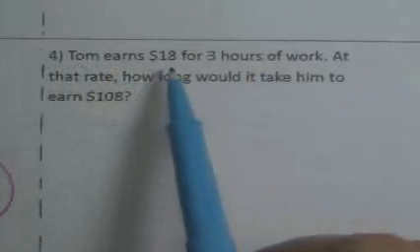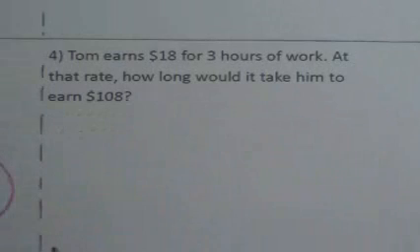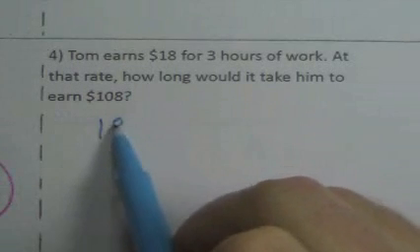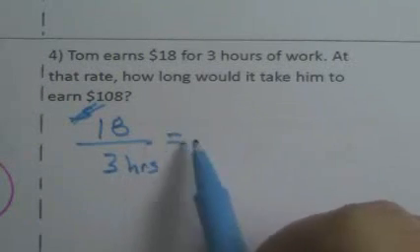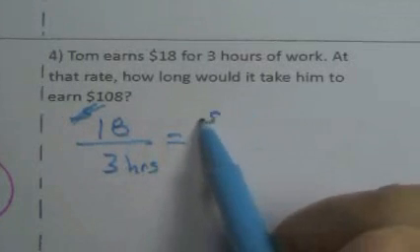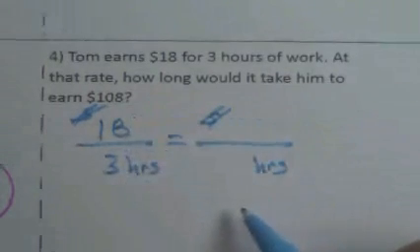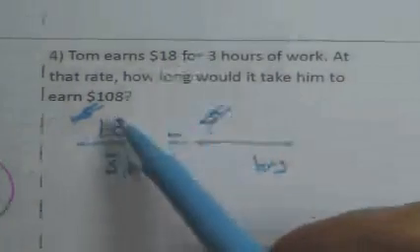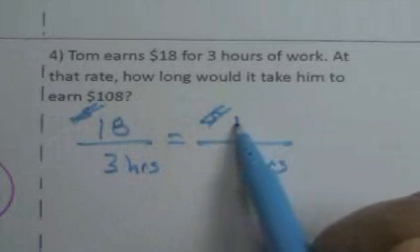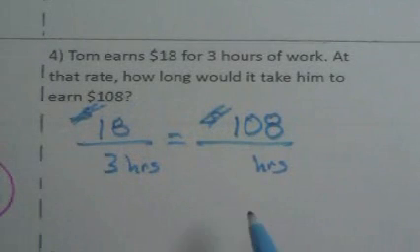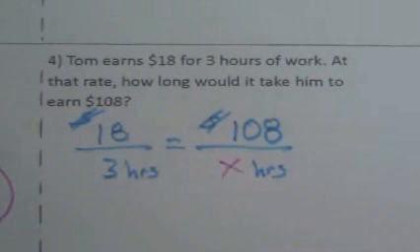Okay, number 4, Tom earns $18 for 3 hours of work. At that rate, how long would it take him to earn $108? So I'm going to make a proportion. I have $18 for 3 hours of work. Notice I have dollars, hours. I'm going to have dollars over hours. Okay, the units have to stay the same. And so 18 for 3 hours, and how long would it take him to earn $108? So my dollars up here is 108, and I don't know this right here, x. So we'll set that up.